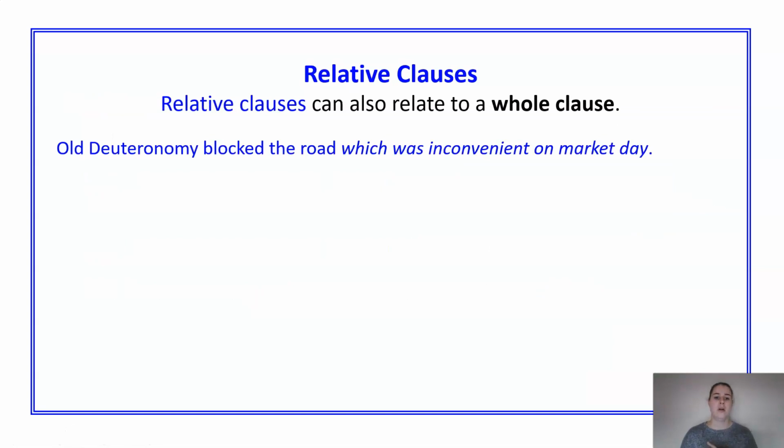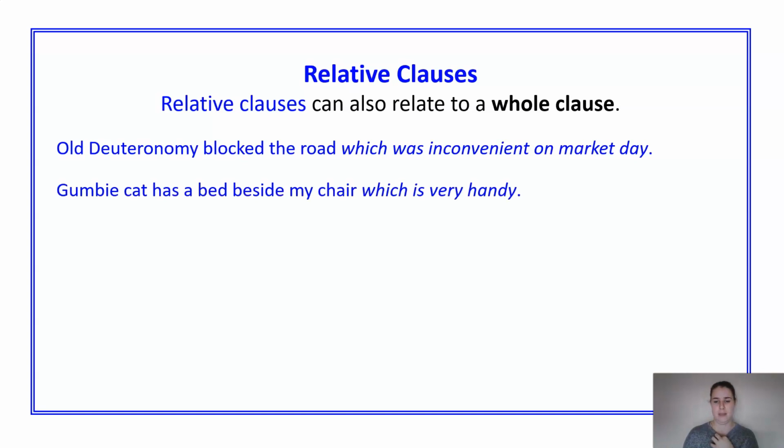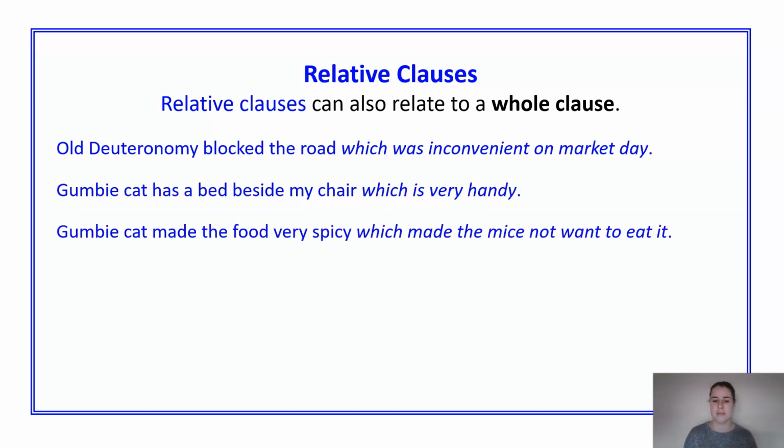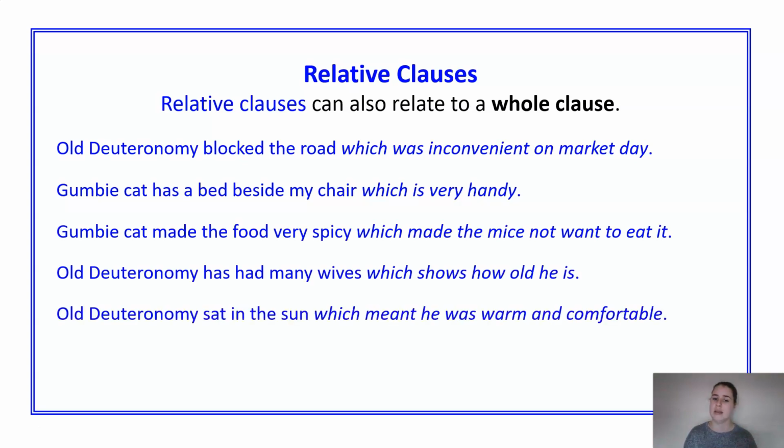So old Deuteronomy blocked the road, which was inconvenient on market day. Here we've added that relative clause, which relates to the beginning part of our clause. We can add the additional relative clause onto the end of these sentences, but remember it's got to link to the subject of our story. Here we're talking about the road, which was an inconvenience. So the blocked road was an inconvenience.